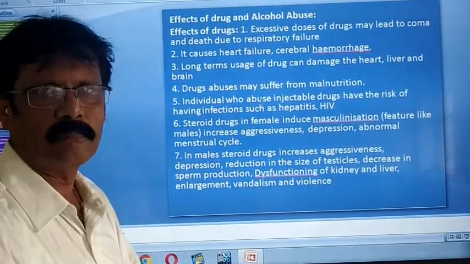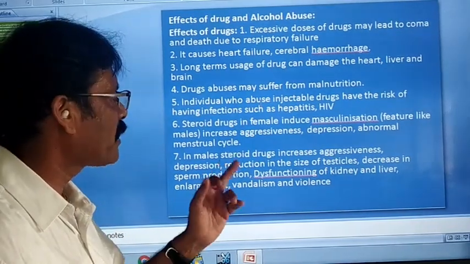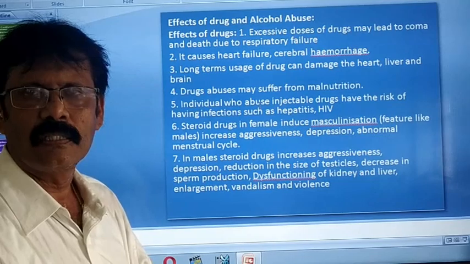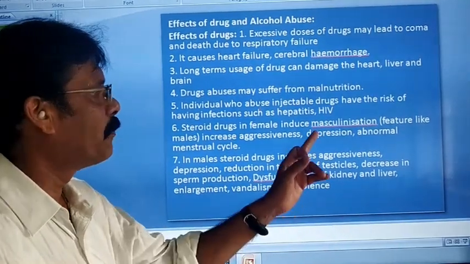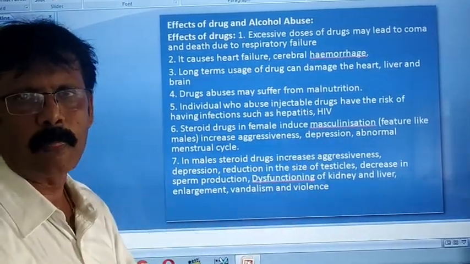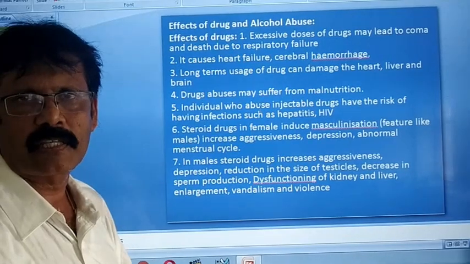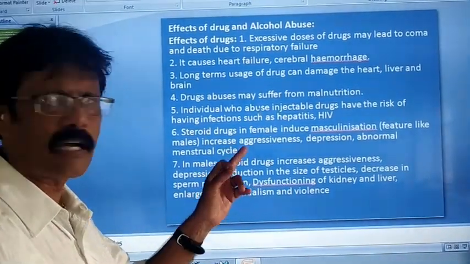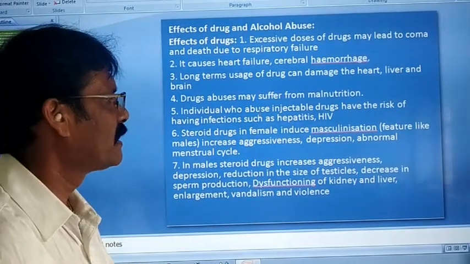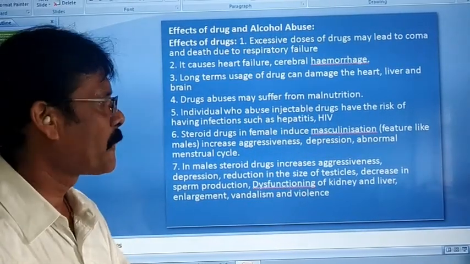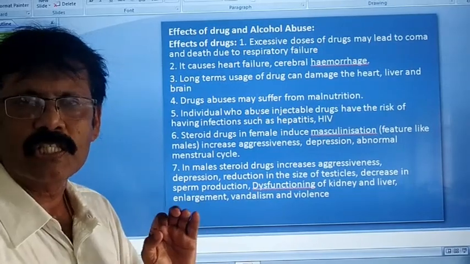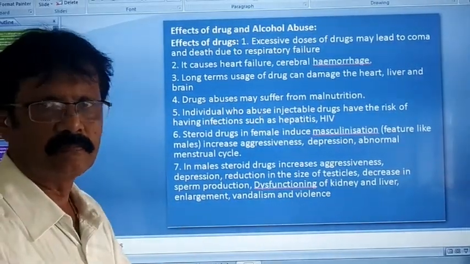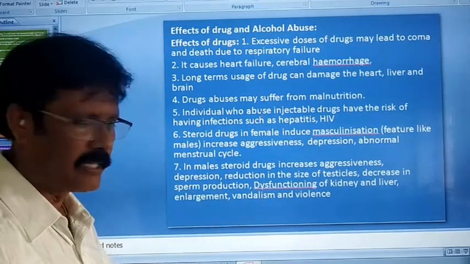So steroid drugs in females induce masculinization, that is, the female develops characteristic features of males. They also increase aggressiveness, depression, and cause abnormal menstrual cycle.